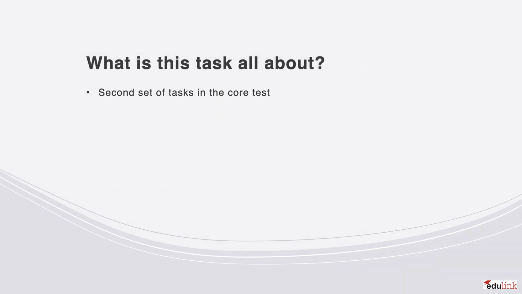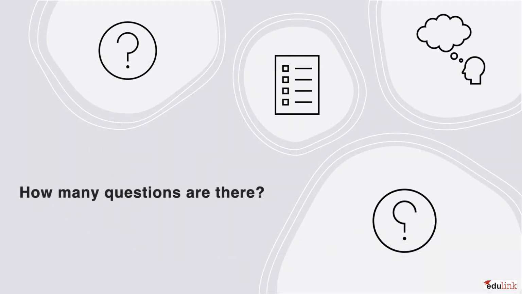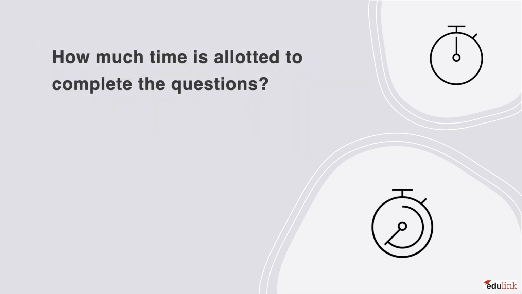Inferring relations is the second task set of the core test. Here, your language skills are tested, such as your vocabulary and your linguistic comprehension. These skills are tested by having you recognize verbal analogies and relationships between pairs of words. This task is comprised of 22 questions in total, meaning you must solve all 22 individual questions. For this task, you have 10 minutes total for answering these 22 questions.